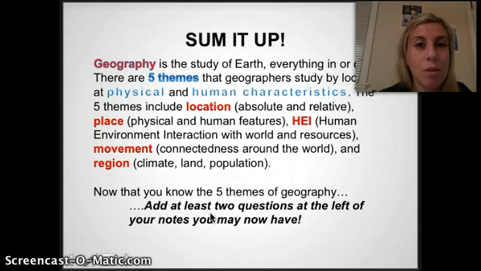I'm sure you can do a very good job with that, and I look forward to reading that. In addition to summing it up, now that you know the 5 themes of geography, I want you to add at least 2 questions to the left of your notes. 2 questions that you still have or that you want to explore further based on what you learned here.